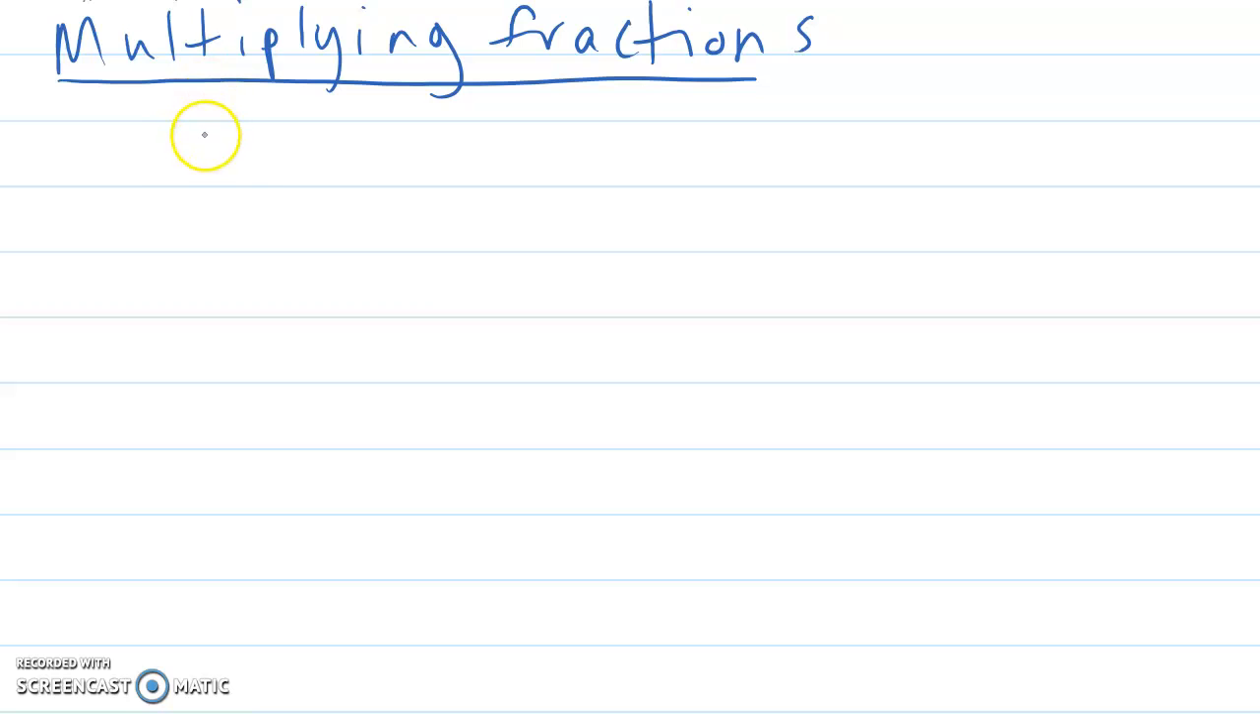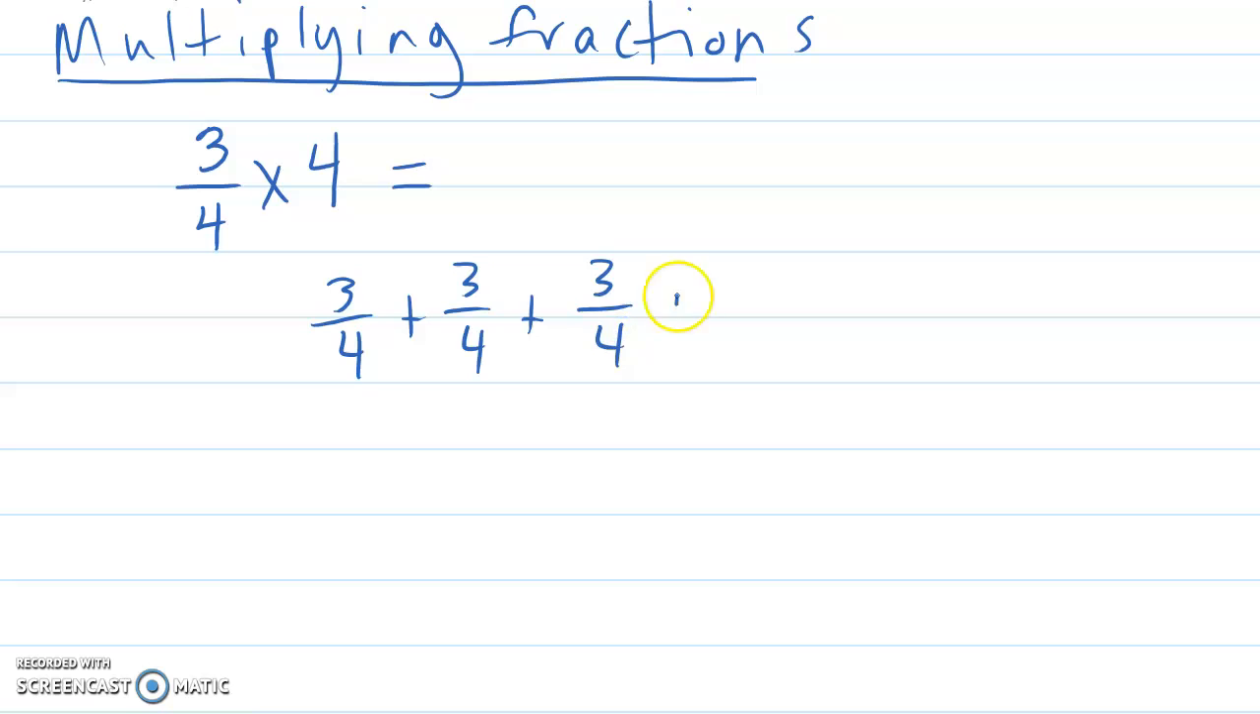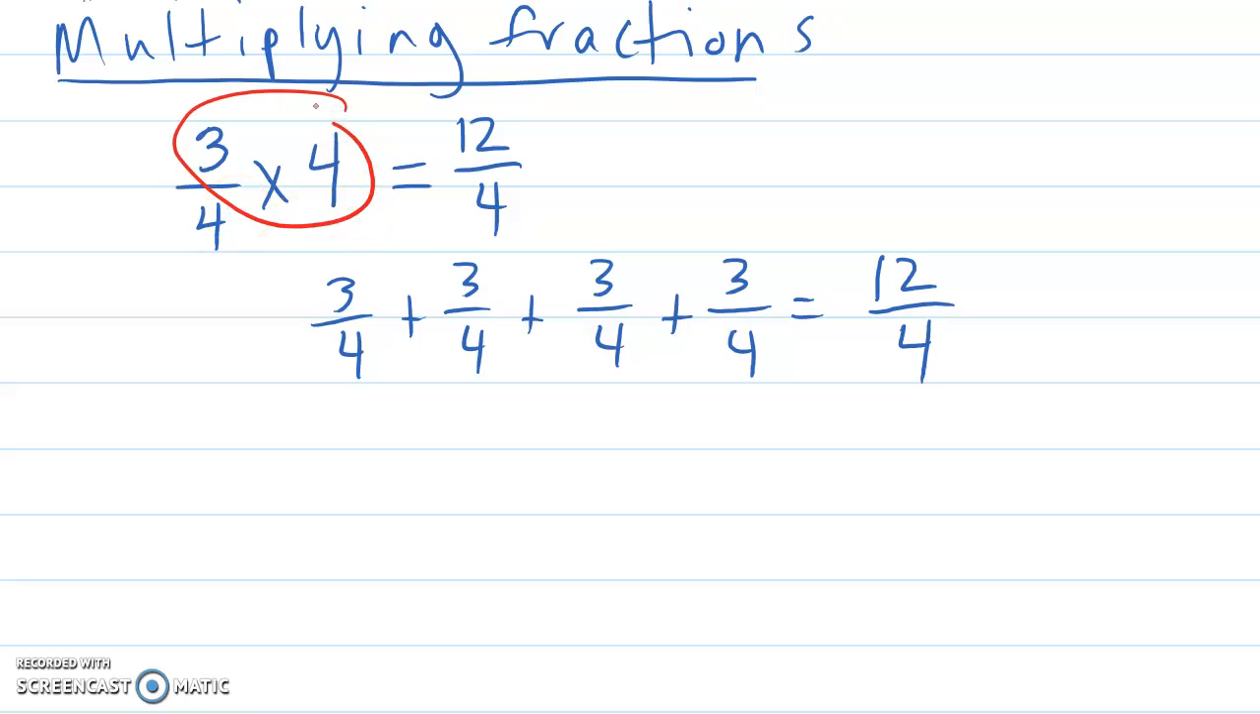So we talked about how when you multiply a fraction by a whole number, that's the same as 3/4 plus 3/4 plus 3/4 plus 3/4. So we would get 12 fourths, or remember the shortcut is you could just multiply the numerators because the denominator does not change. You're not cutting the pieces up. You are just adding them together.